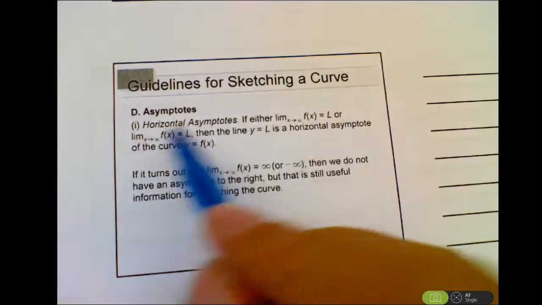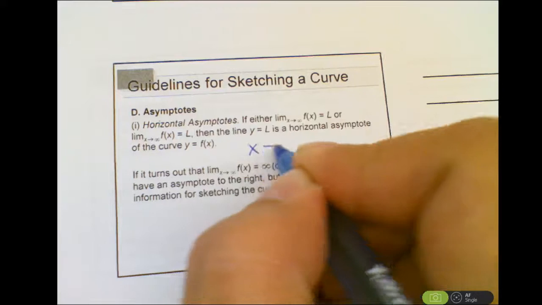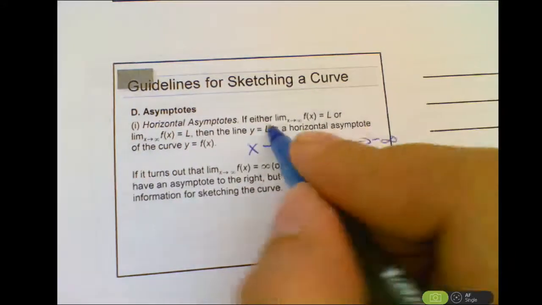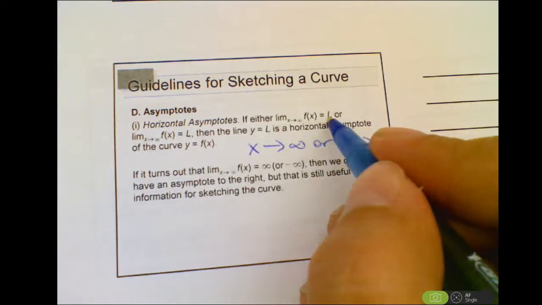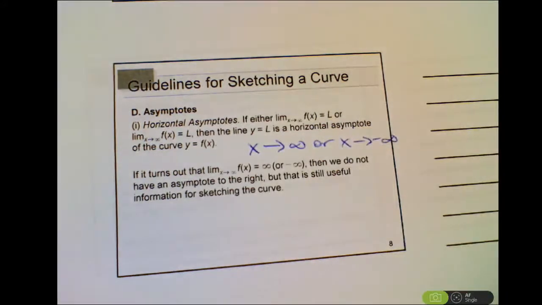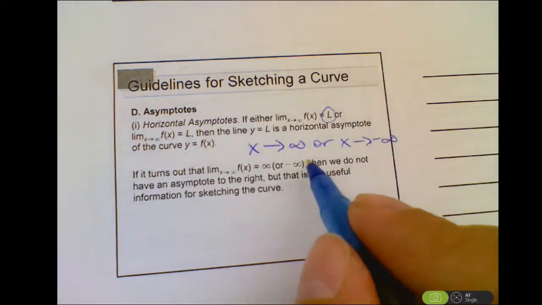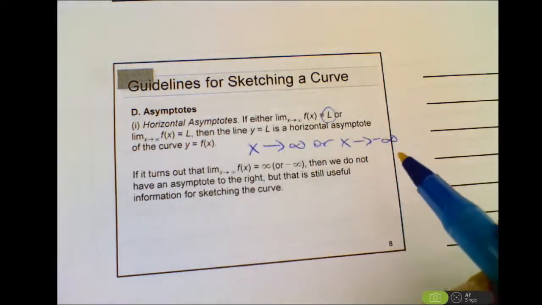So remember, with horizontal asymptotes, you can either approach infinity or you can approach negative infinity. And if that limit actually exists, then you have a horizontal asymptote at that value. And if that's not the case, then you don't have a horizontal asymptote.